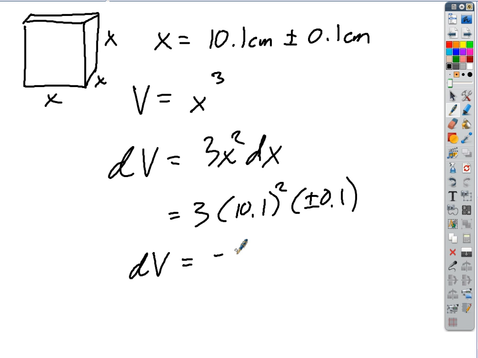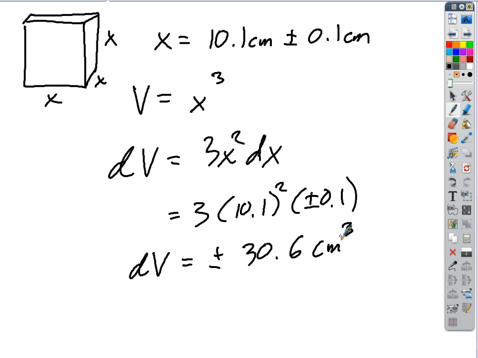Plus or minus. No, that's not right. It's 30.6. 30.60. Okay. So out to 3 places, we'll say 30.6 plus or minus 30.6 cubic centimeters. That's how much volume, how much we could be off approximately in our volume calculation.